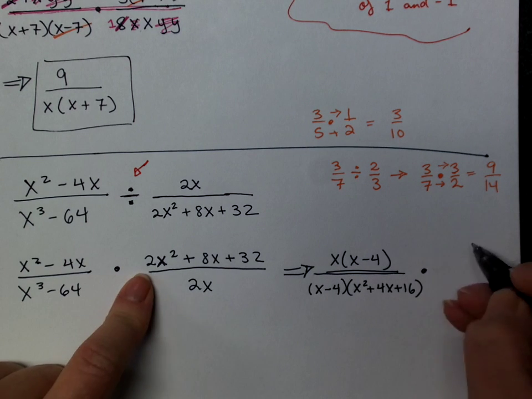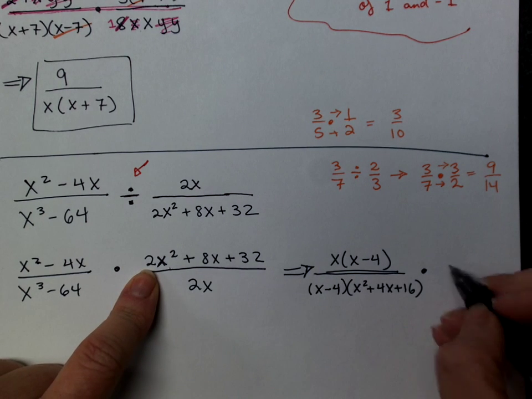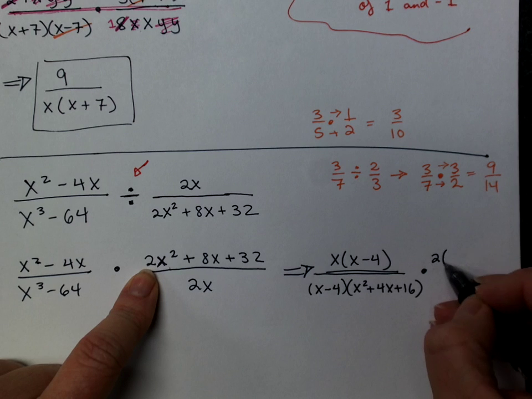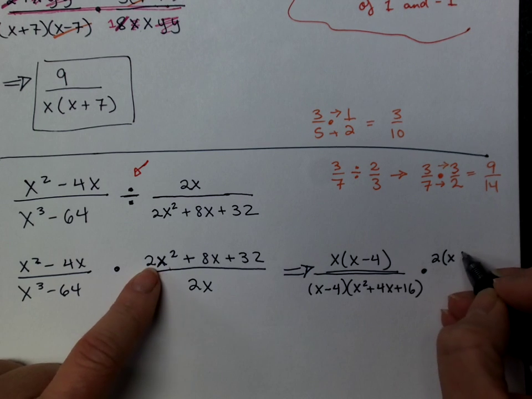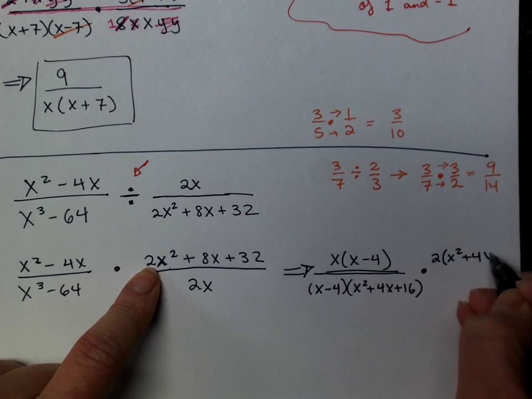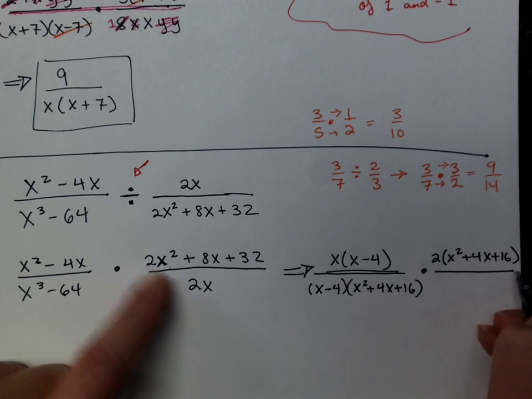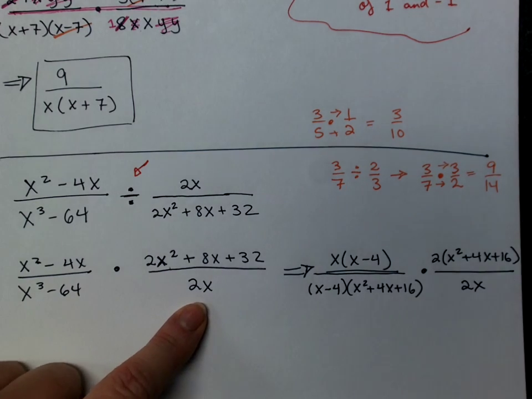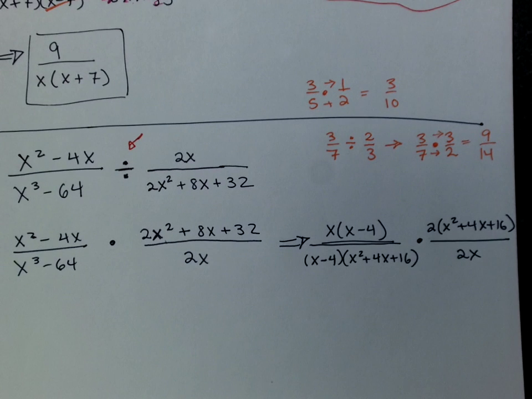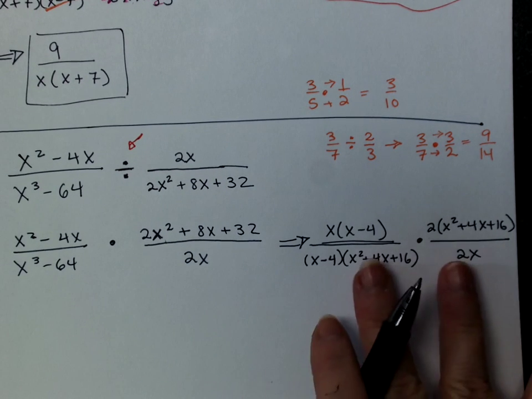Times, okay, this is a trinomial. Oh, I got a GCF first, so otherwise I'm not going to worry about it. So 2 times, I can factor out a 2, leaving behind x squared plus 4x plus 16. And 2x is just 2x. Okay? So, flipped and then factored.